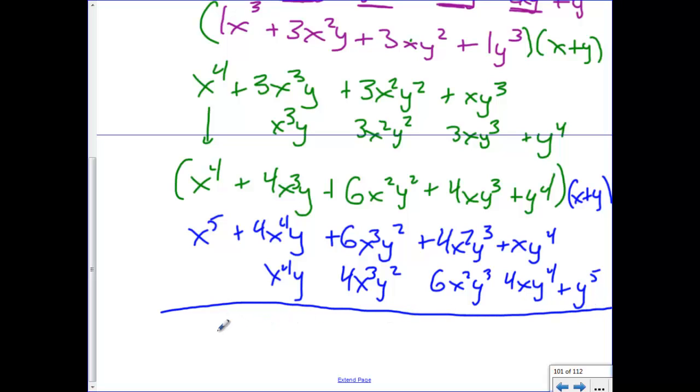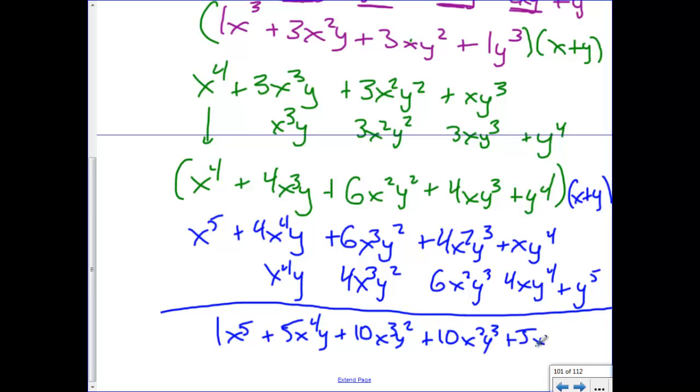Final answer. Combine it all up. You're going to have 1 x to the 5, 5 x^4y, 10 x^3y^2, also 10 x^2y^3, 5 x^1y^4, and 1 y to the 5.